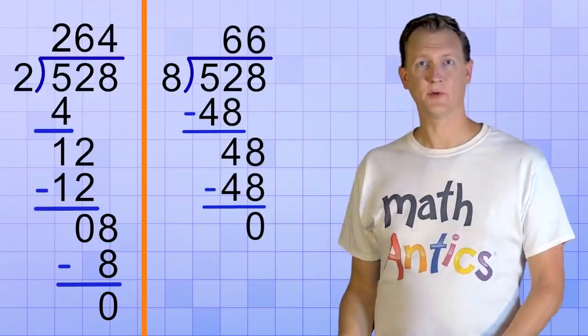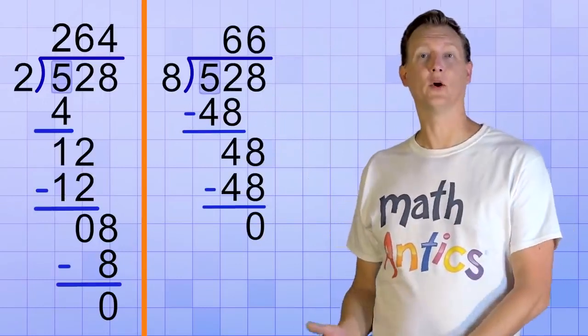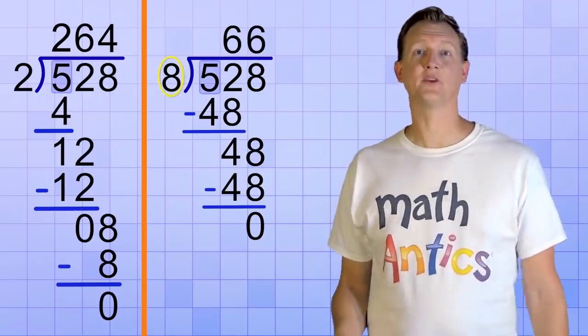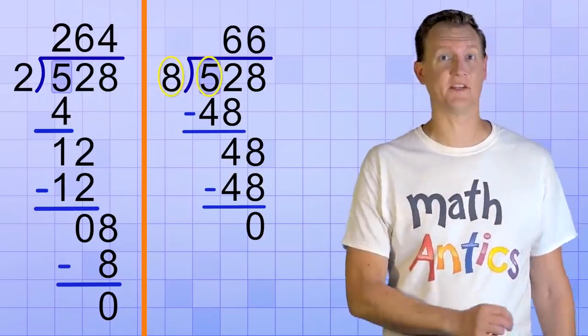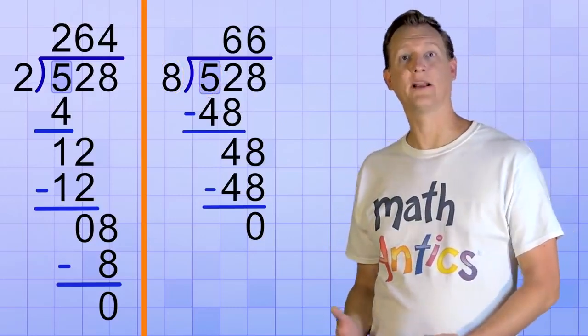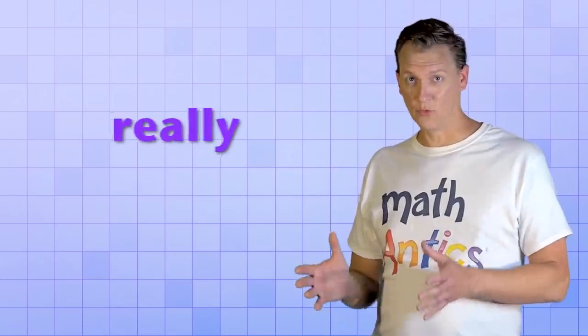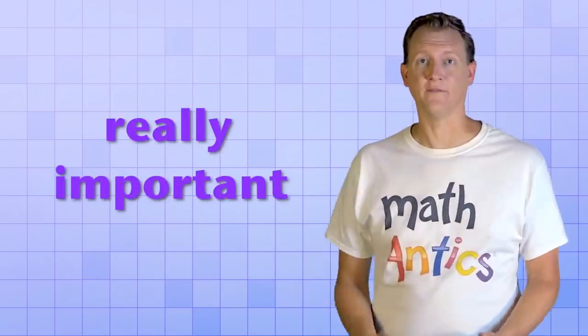Did you notice the difference between these two problems? We wanted to go digit by digit in both problems, but in the second problem, the divisor was bigger than the first digit of the dividend, so we had to start out by going 2 digits at a time in that case. And that helps us see something really important about this traditional long division method.